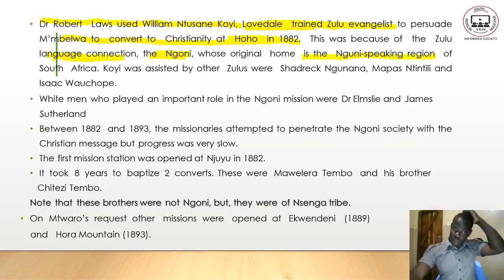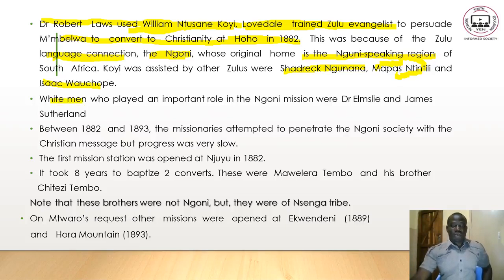So we are saying of Dr. Laws, he managed to bring some people from South Africa in order to enter the Ngoniland so that they should speak fluently the same language with the Mbero. So that's why he did that. So he used William Tusane Koi. So he was assisted by Shadrach Ngunana, Mapasa Ntintili, and Isaac Waushope. So these were the three other guys who assisted William Koi.